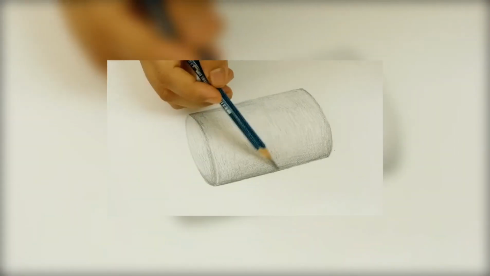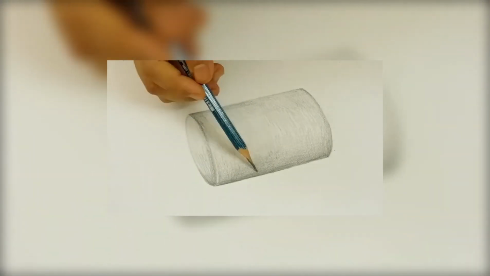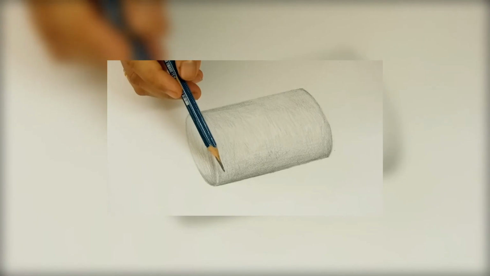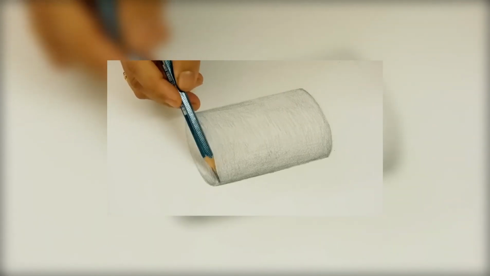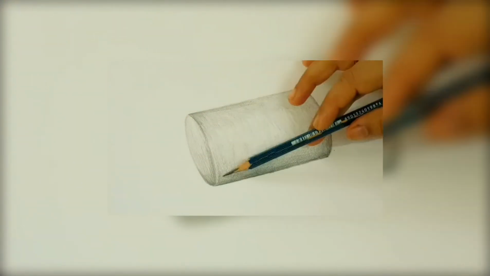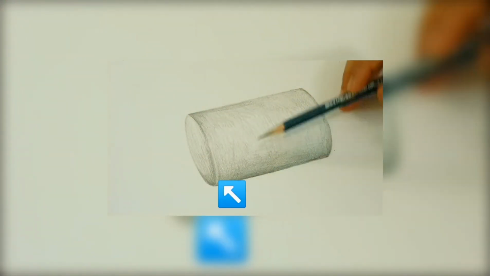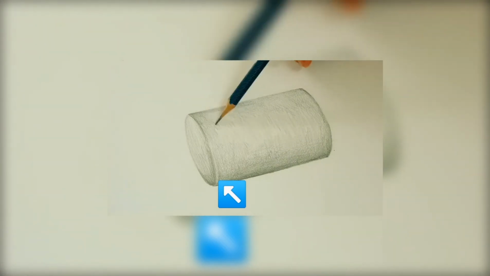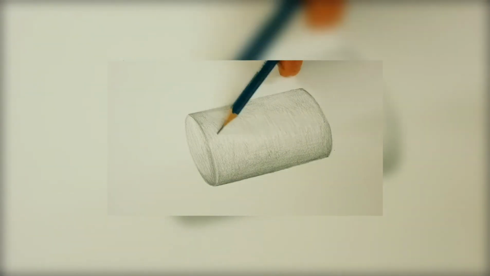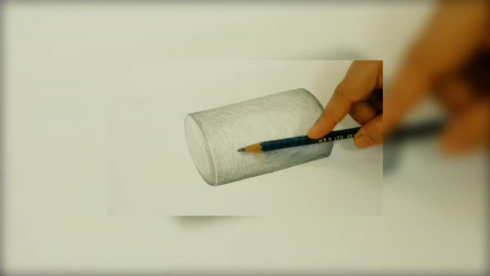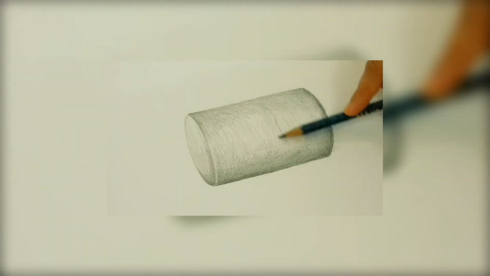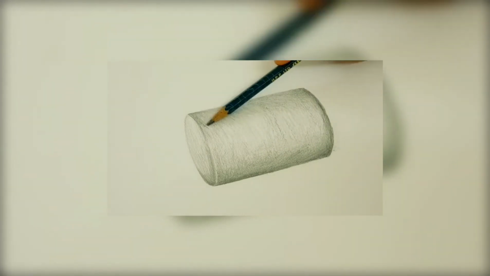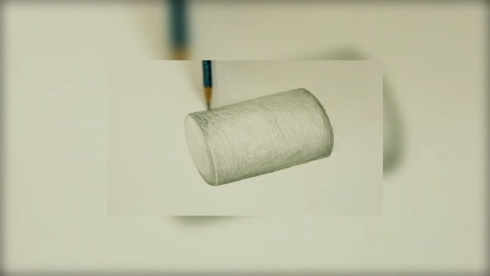Until now I'm just using HB. I'm just blending and blending, this is the HB pencil only. Just blend it really nicely. Now you can see a small line near the circle. We leave that line because you need to create the differentiation between that circle, the above one and the below one, because it has a really strong line when it divides into two parts.